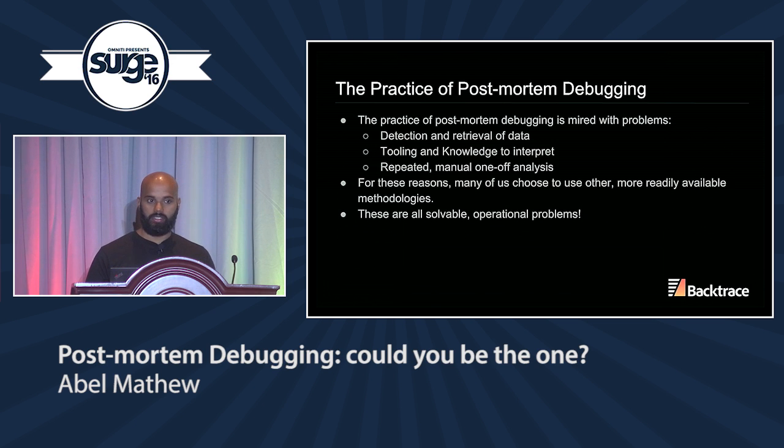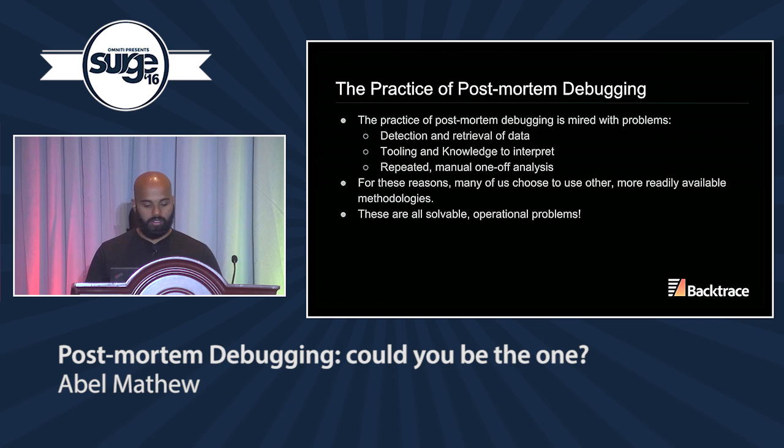The next part of this is that you need the tooling and the knowledge to be able to interpret this information. If this is something that you don't do over and over again, then it's going to be very difficult for you to add this into your repertoire of tool sets. And the last thing is that with postmortem analysis, it's typically when my program has crashed, and so it's when I only want to find the root cause of the crash and nothing else. But there's all of this wealth of information that people just don't use in their postmortem assets. And so for these reasons, many people choose to use more readily available methodologies.